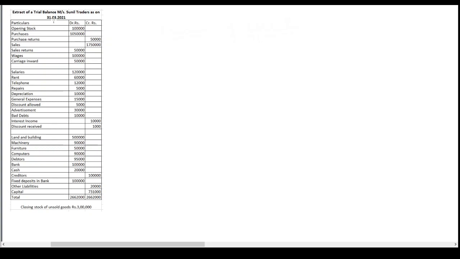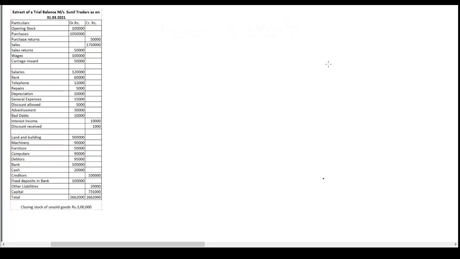You are given an extract of a trial balance of Messrs. Sunil Traders as on 31st March 21. Particulars, debit rupees, credit rupees. You are given the trial balance. Opening stock of 1 lakh. Purchases 10 lakh 50,000. Purchase returns 50,000. Sales returns, wages, carriage inward, salaries, rent, telephone, repairs, depreciation, general expenses, discount allowed, advertisement, bad debts, interest income, discount received, land and building, machinery, furniture, computer, bank balance, cash balance, creditors, fixed deposits in banks, other liabilities, and capital. And you are given some closing stock of unsold goods of rupees 3 lakhs also.